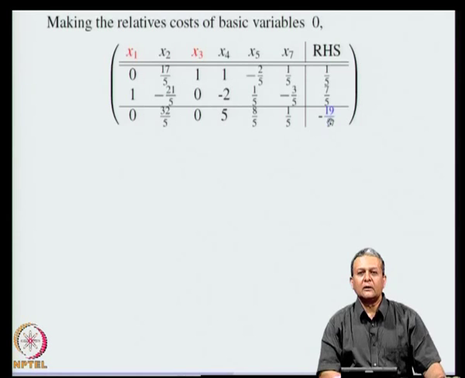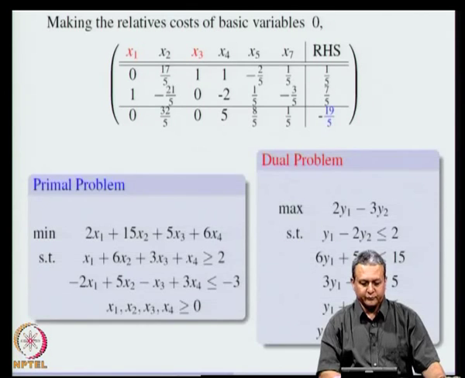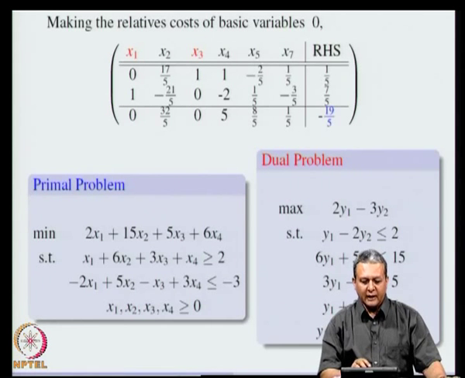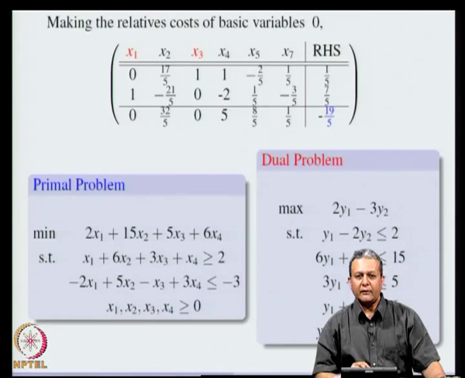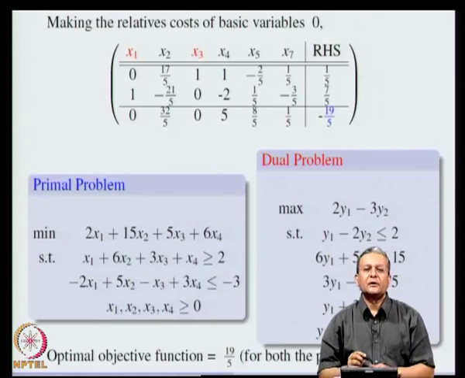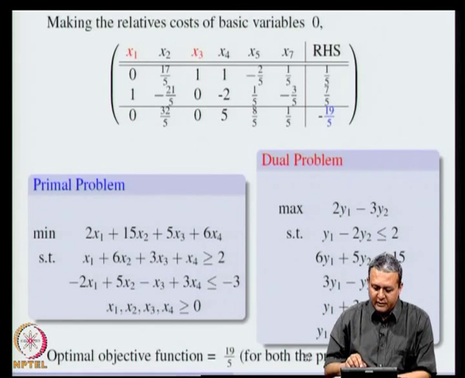If you recall, this is the same objective function value that we had obtained for the dual program. So, this is the case where both primal and dual have optimal solutions and they are equal. We had this primal problem and the corresponding dual in the last class, and we also found the solution of this dual problem using a graphical method, and as we saw, the optimal objective function value is 19 by 5 for both problems.